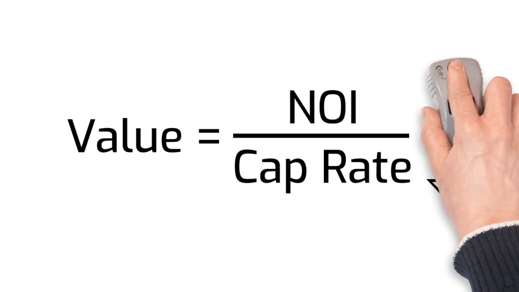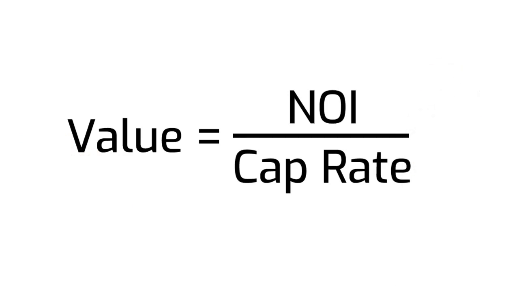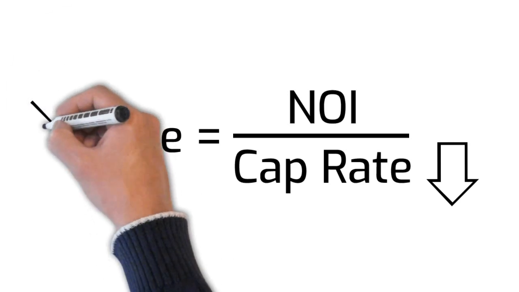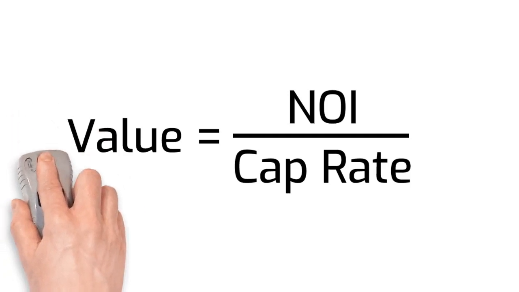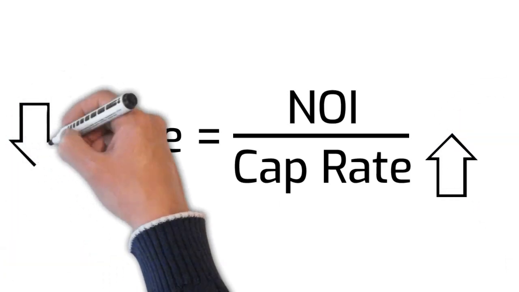Since cap rate is in the denominator of our valuation equation, we can see that as cap rates in an area decrease or compress, the property values in that area increase. If cap rates increase, property values decrease. Let's look at an example.